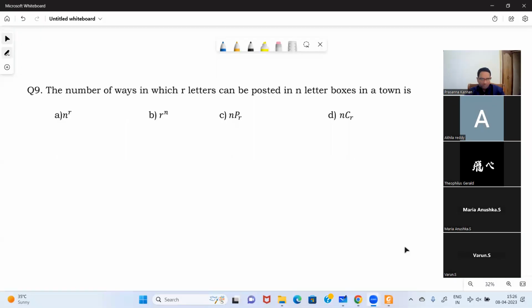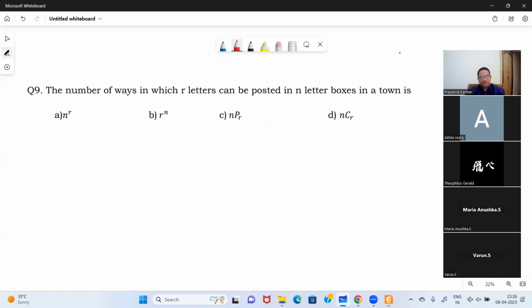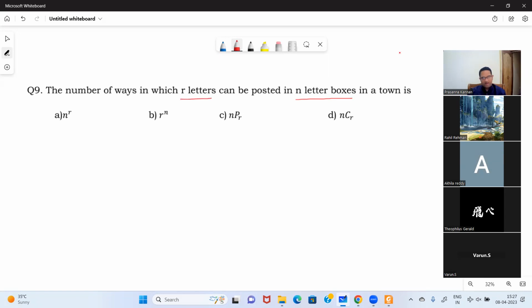Okay. The number of ways in which r letters can be posted in n letter boxes in a town is? So how many letters are with us? r letters. And we need to post them in how many boxes? How many options are there for us? n letter boxes are there. So how many different ways can I post them?